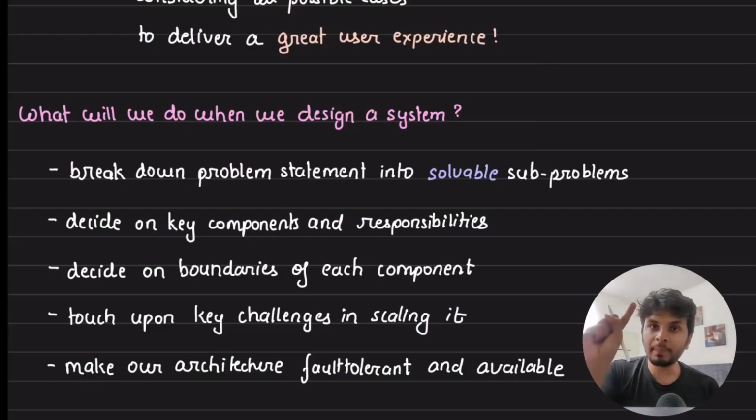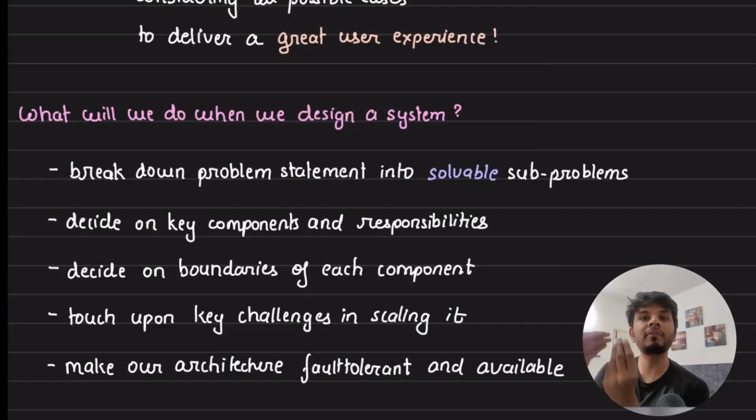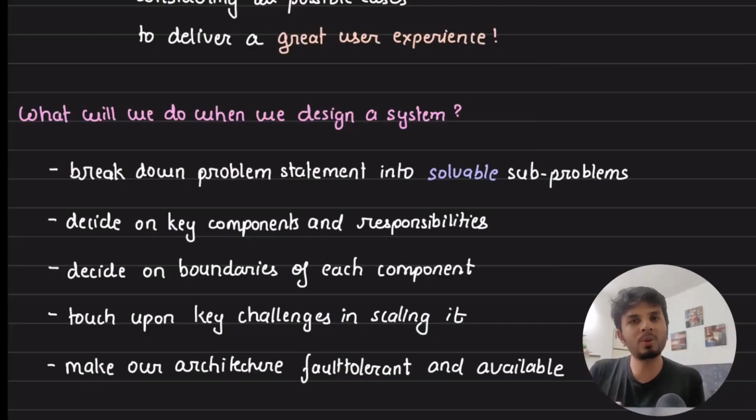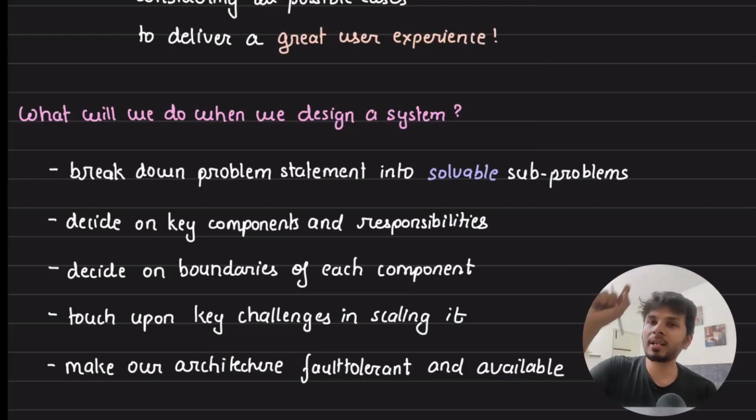We decide boundaries on it, because we don't want to have two components doing something very similar. Like, if one component is taking care of authentication, why should another component take care of authentication, right? It's something we do with our normal code as well. If one function is doing it, let's just reuse that rather than reinventing things from scratch, right? So we decide on boundaries of each component, and for every single component that we have, we would talk about the key challenges that come in scaling it.